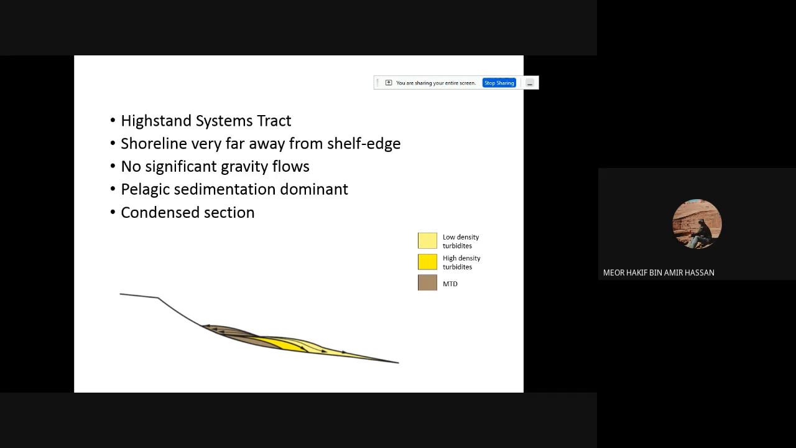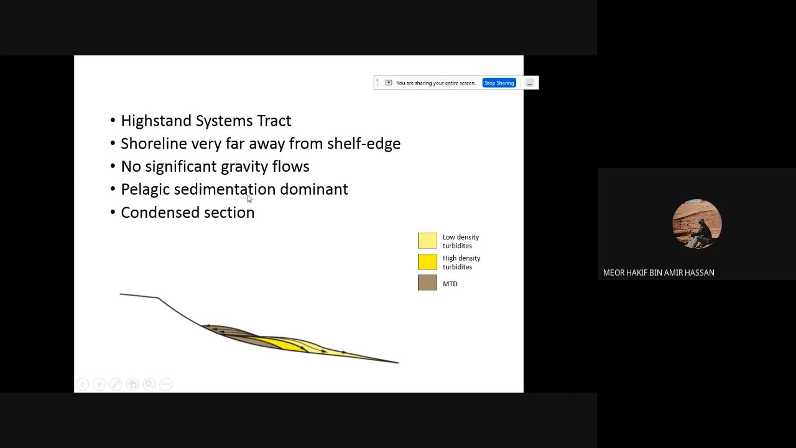So when you reach the highstand again, the period of the highest sea levels, sea level is starting to slow down, but very slowly, right? The shoreline is very far away from the shelf edge. It is so far away that most of the sediment cannot reach the deep marine part. So you don't get significant gravity flows, not much in terms of turbidites. You probably get just a very thin layer of hemipelagic deposits, just lots of shale.